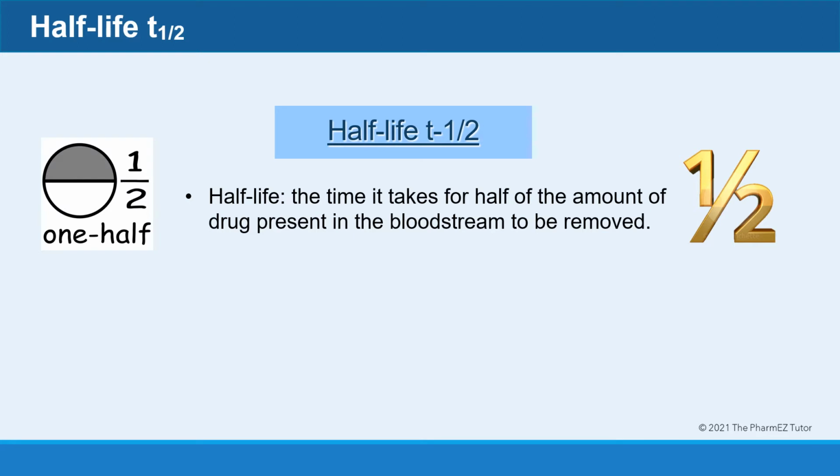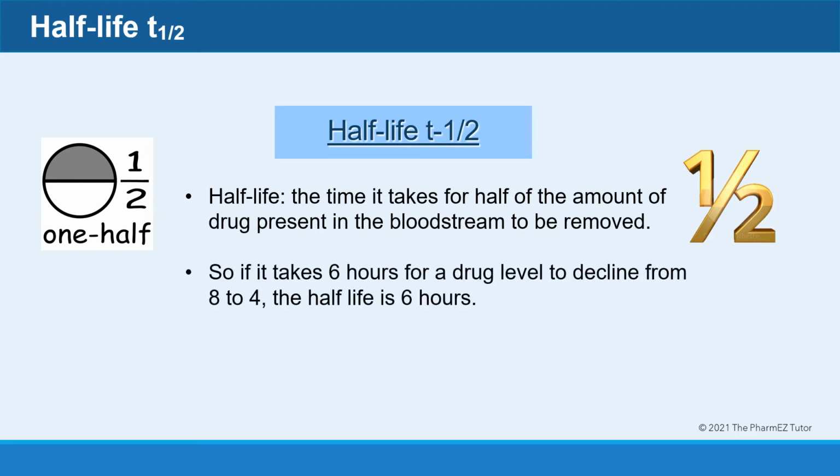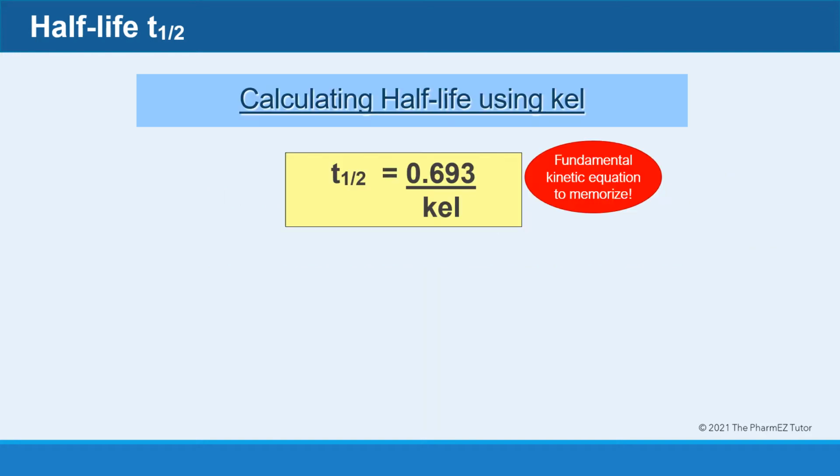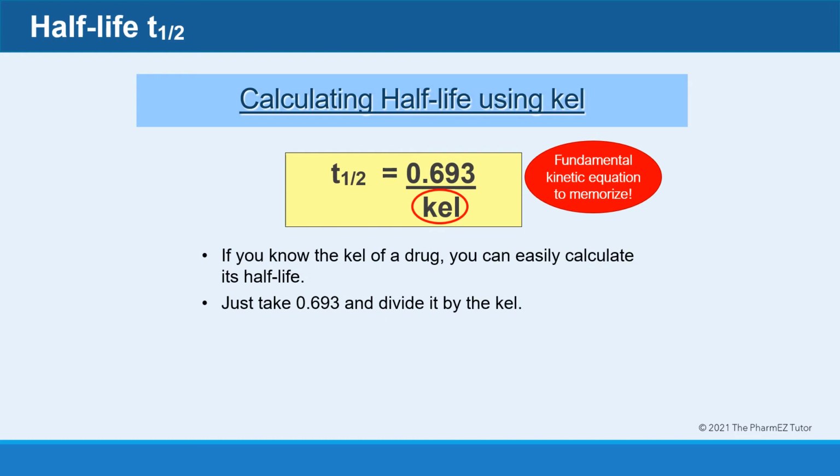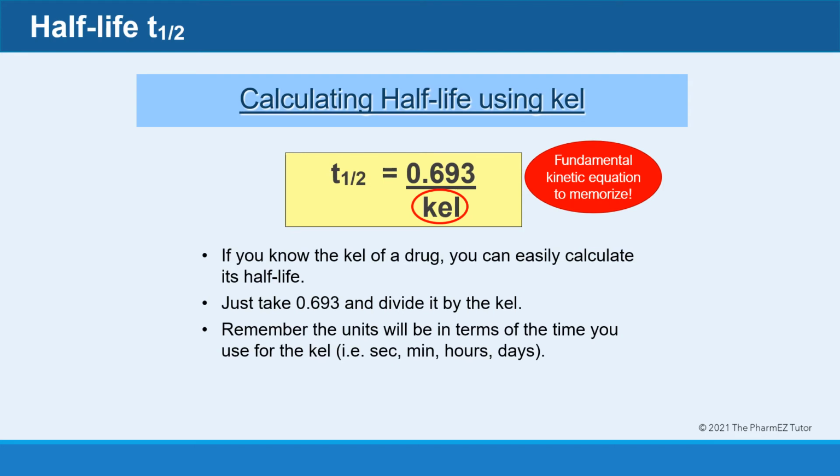Half-life is defined as the time it takes for half of the amount of a drug present in the bloodstream to be removed. So if it takes 6 hours for a drug level to decline from 8 to 4, then the half-life is 6 hours. If you know the KEL of a drug, you can easily calculate its half-life. Just take 0.693 and divide it by the KEL. Remember, the units will be in terms of the time you use for the KEL, that is seconds, minutes, hours, or days. And this is a fundamental kinetic equation that you need to memorize.